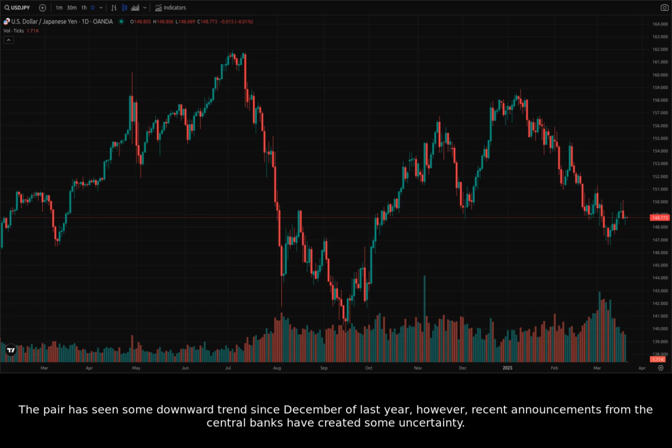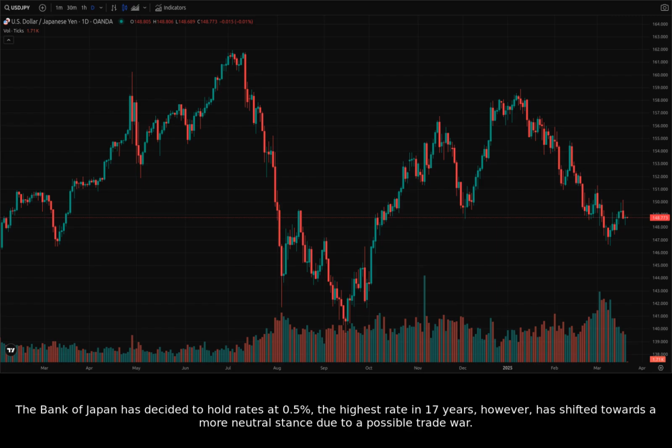The pair has seen some downward trends since December of last year. However, recent announcements from the central banks have created some uncertainty. The Bank of Japan has decided to hold rates at 0.5%, the highest rate in 17 years, however, has shifted towards a more neutral stance due to a possible trade war.